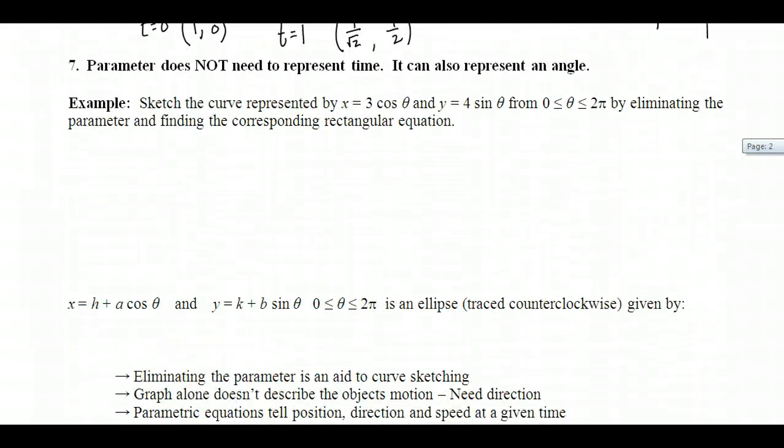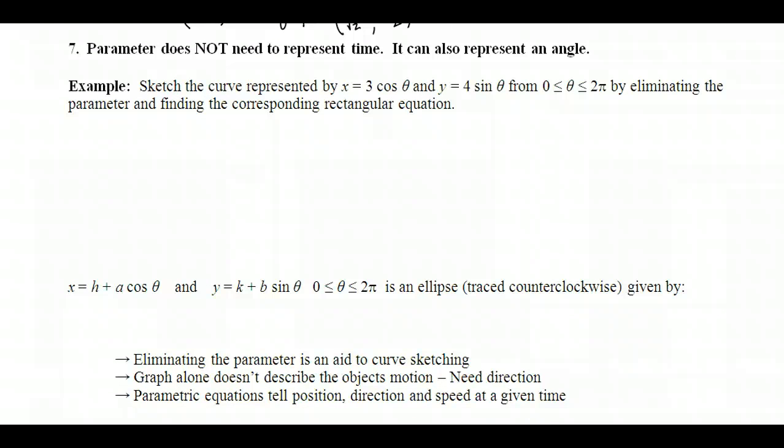All right, now our parameter does not need to represent time. Usually it does, unless we're dealing with trig functions. Then it also represents an angle, and this is pretty common as well. So for example, we want to sketch a curve represented by x equals 3 cosine theta and y equals 4 sine theta. Our parameter is from 0 to 2 pi, because theta is our variable. And we also want to eliminate the parameter and find our corresponding rectangular equation.